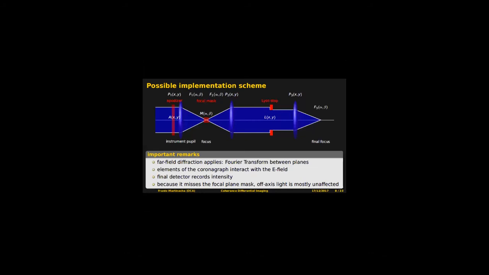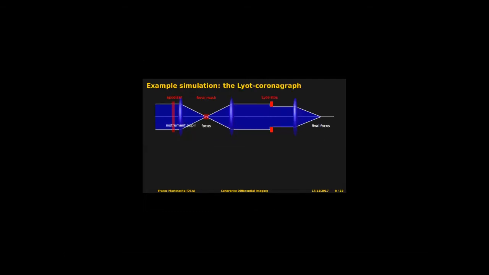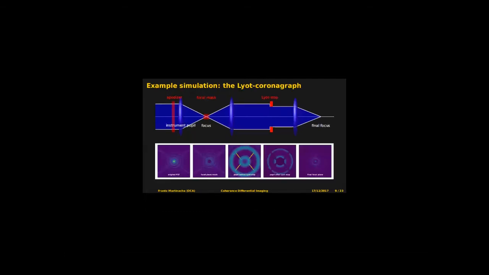In the end, your camera is going to record an image, which is an intensity pattern and not the electric field. And of course, anything that's not exactly on axis, like a planet, the light of that planet is not going to go through that little mask here, and so it's not going to be affected by the function of the chronograph, mostly. So we look at those different points here.